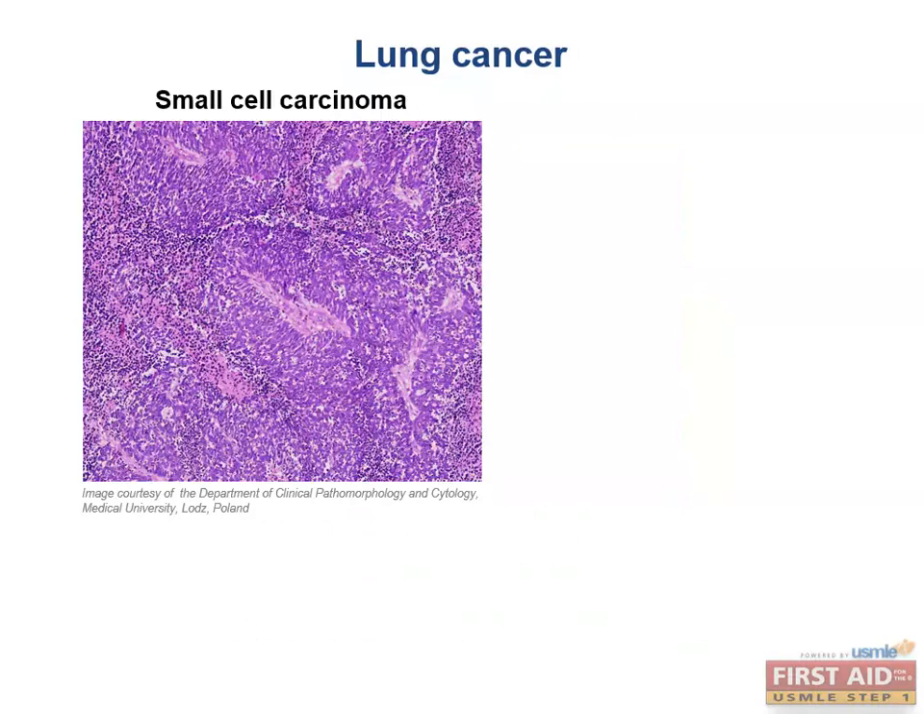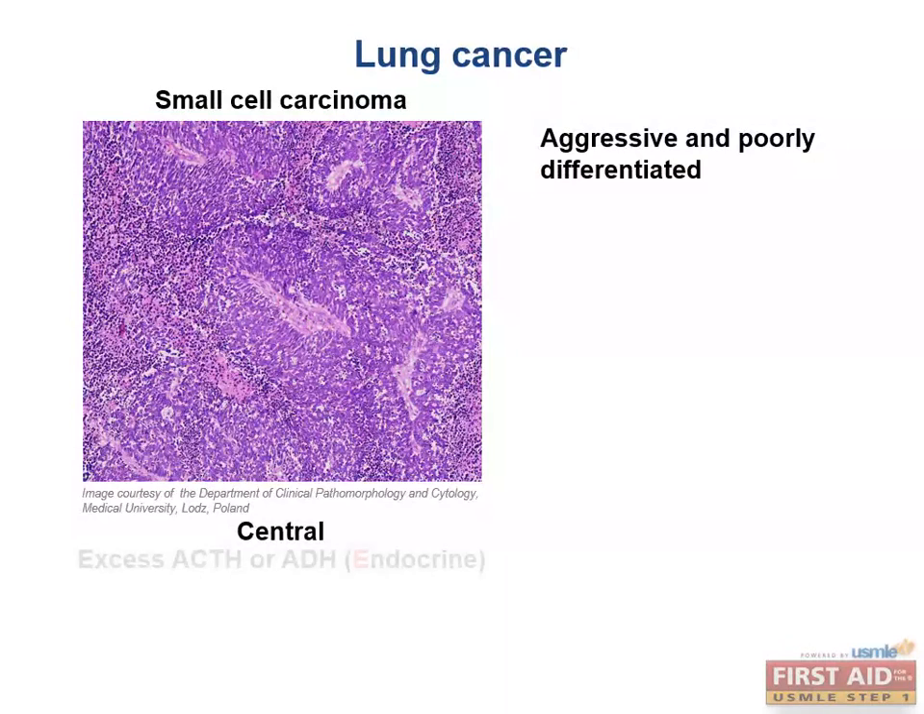On the other hand, small cell or oat cell carcinoma is extremely aggressive and poorly differentiated with a terrible prognosis. Small cell carcinoma is a centrally occurring lung cancer. It can produce excess ACTH or ADH and can cause different paraneoplastic syndromes. Again, this is the endocrine manifestation, or the endocrine complication, as seen from our Sphere mnemonic. Think for a moment how these might show up clinically.